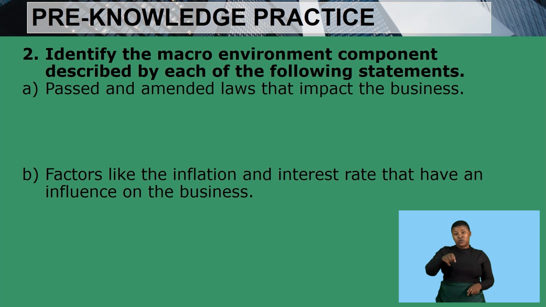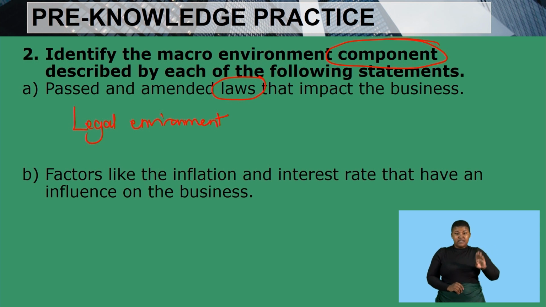Our second pre-knowledge question: identify the macro environment component described by each of the following statements. The components, of course, being political, economic, social, technological, legal, or environmental. The first statement, A, passed and amended laws that impact the business. Now, of course, laws refer to our legal environment. All right, so that is our first component, the legal environment.